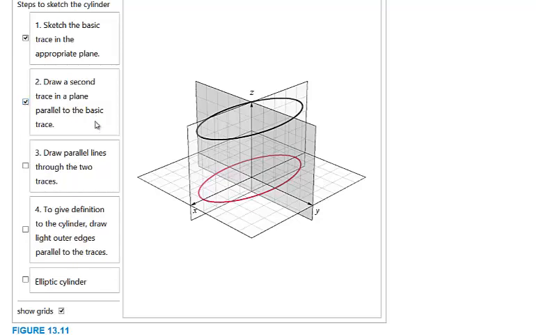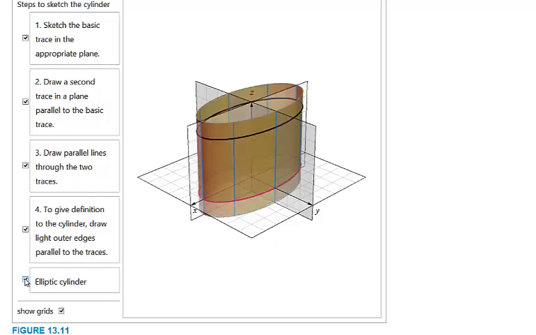Now I'm going to draw a second one slightly above, and then I'm going to start drawing lines through that, and then we draw a few more ellipses above and below, and here is our solid. Much better than I would have drawn, and there we are.